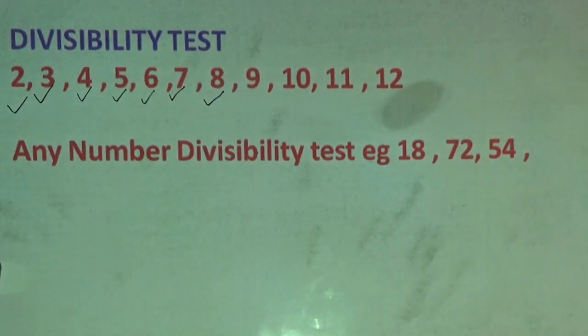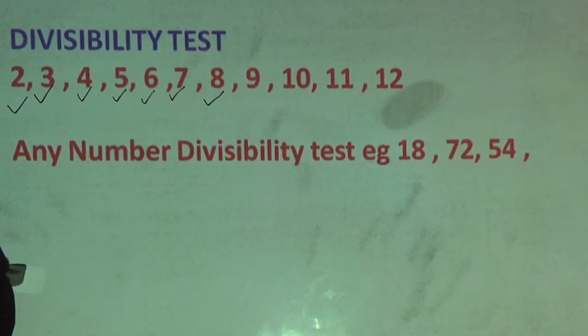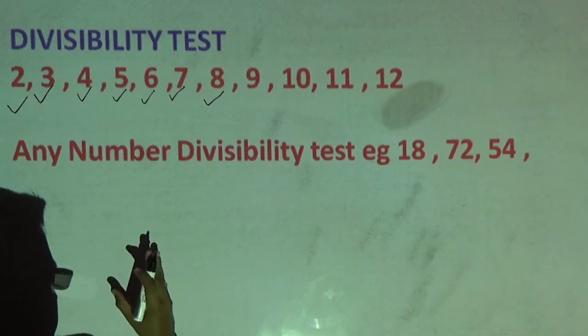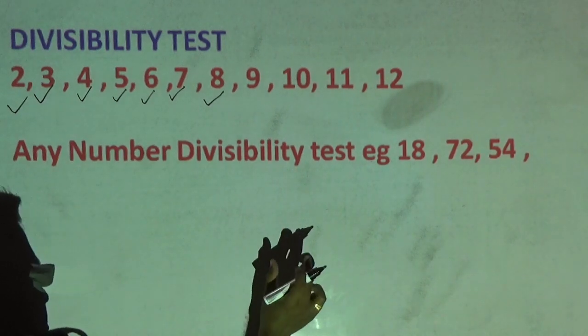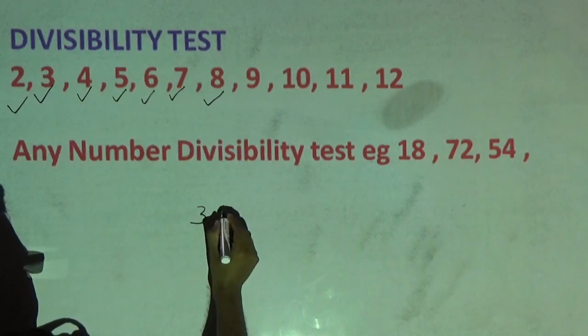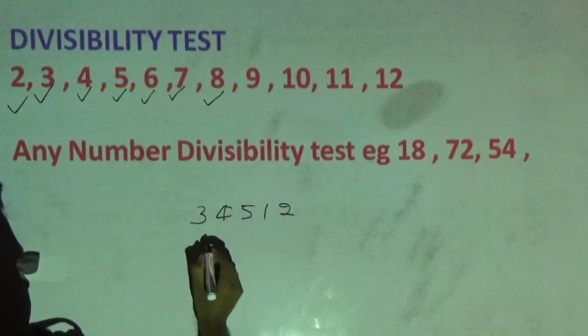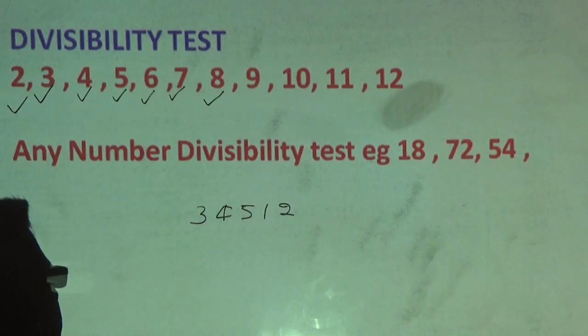Now, I am going to explain how to check a number is divisible by 9. Divisibility by 9 is similar to divisibility by 3. With 3, what did you do? Sum of all the digits. Then the sum is divisible by 3. Similarly for 9 also, 3, 4, 5, okay, 1, 2. So now, I want to check whether this number is divisible by 9 or not.